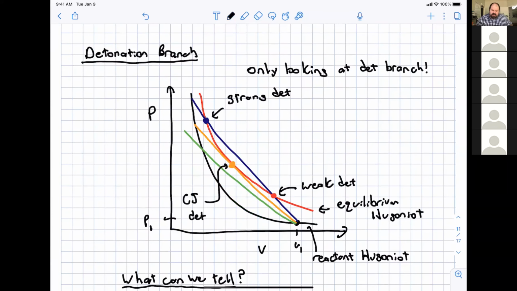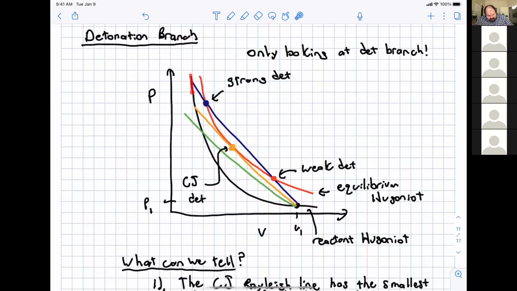Okay, so now we'll just examine the detonation portion of the branch. The deflagration portion of the branch would be way down here. I'm not going to plot them. So basically we have our inert Hugoniot, or our reactant Hugoniot, our product Hugoniot here, and we have three different Rayleigh lines. We have the green one, which produces no solution. We have the special CJ one, which produces a CJ detonation. And we have a generic blue one that can produce strong and weak detonations.